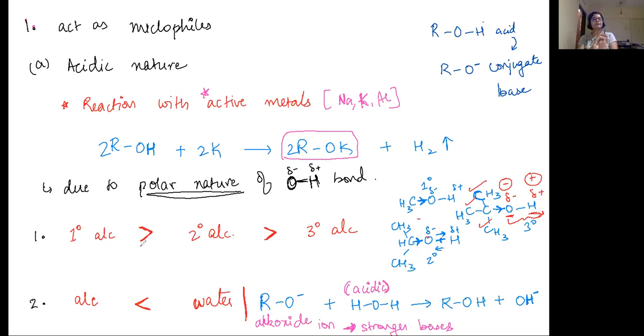So, two points when we are discussing the acidic nature of alcohols. One is that, just like acids, they also undergo a reaction with active metals, specifically sodium, potassium and aluminium, to displace hydrogen gas. In the process they form alkoxides.